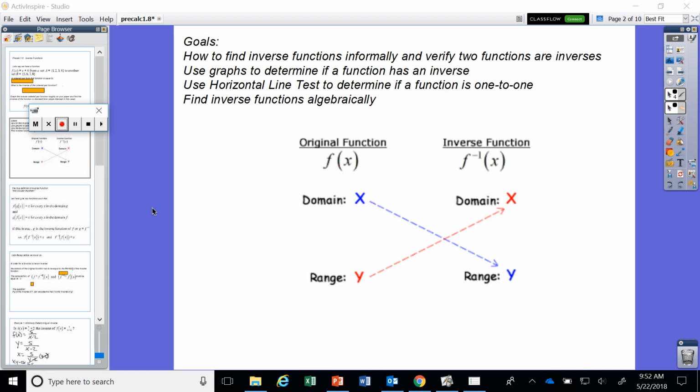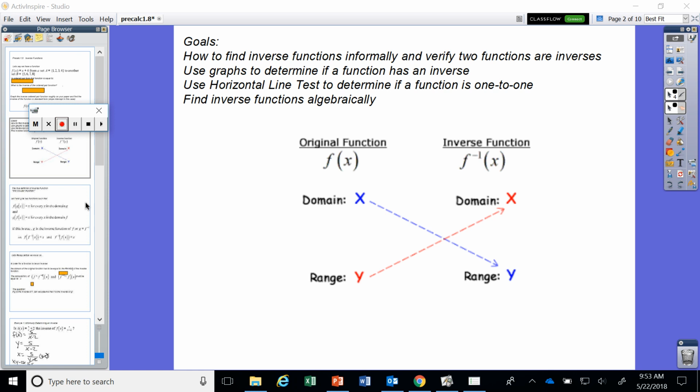An actual inverse function. Well, on the left-hand side, imagine that it's our original function f of x. The domain has x values. The range has our y values in here. So what makes an inverse function? Well, the range of the original becomes the domain of the inverse, and the domain of the original becomes the range of the inverse. One more time. The domain of the original becomes the range of the inverse. The range of the original becomes the domain of the inverse itself.